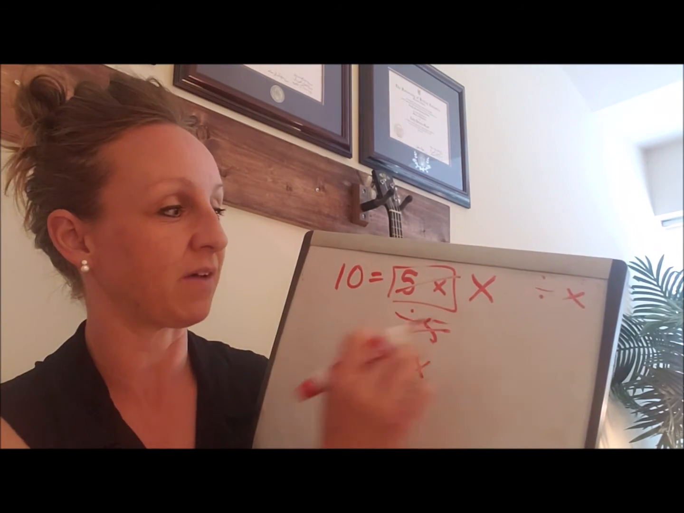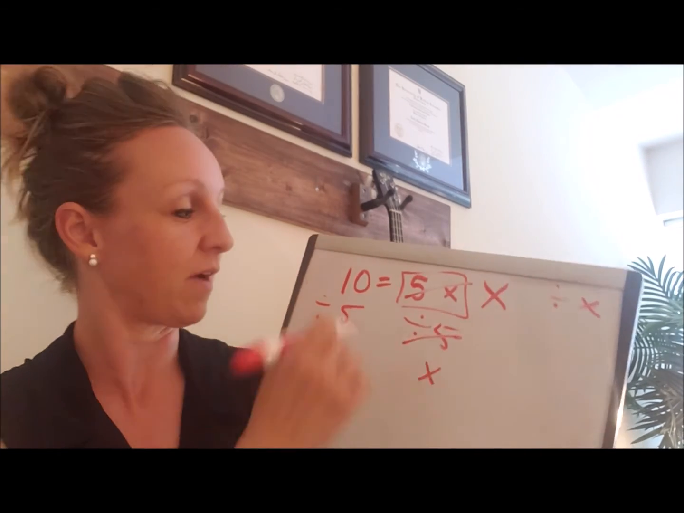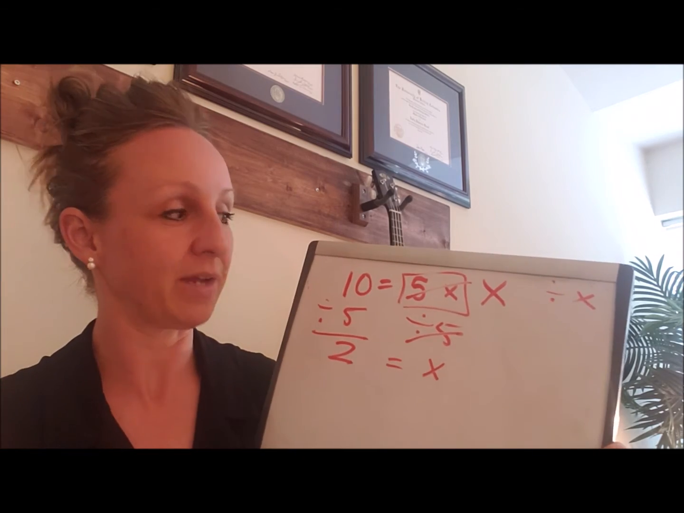But because we divided by 5 on this side, we had to divide by 5 on this side. So I'm going to go divided by 5. 10 divided by 5 is 2. And so my answer is x equals 2.